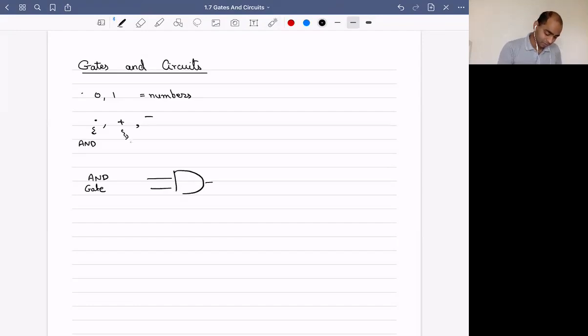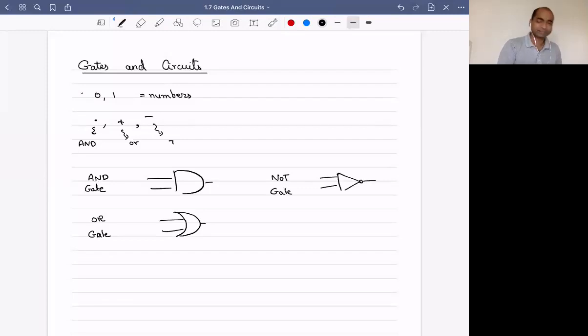The second one corresponds to OR in propositional logic, and hence is the OR gate, which is written like a curved semicircle. The third one corresponds to negation in propositional logic, and here it's called the NOT gate, and it is written as a triangle with a circle in front.